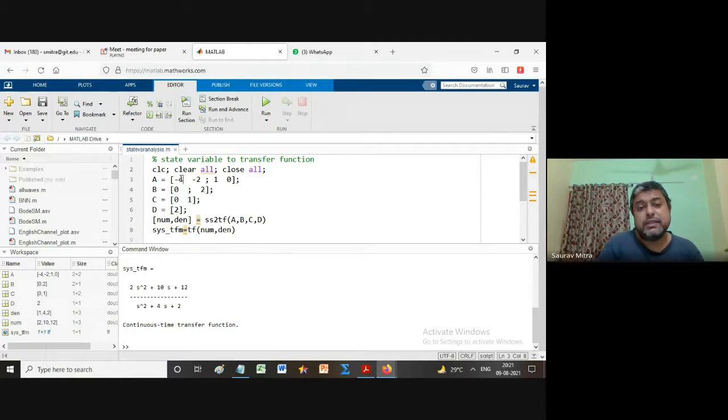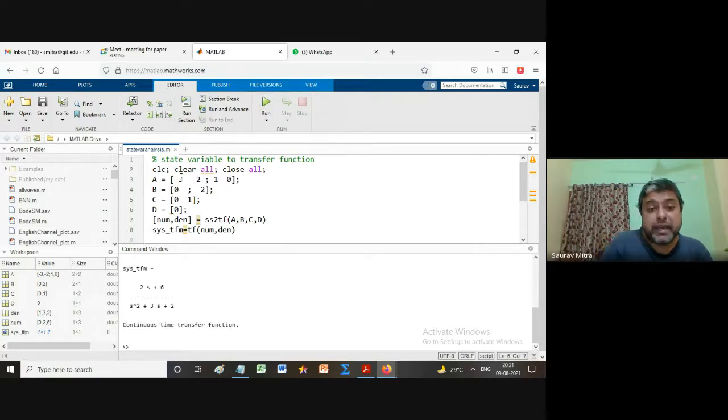Okay, now let us do one thing. Let us make this minus 3, and you will see that this minus 3 will reflect in the denominator. Still the system is a stable system. And make this D matrix equal to 0, and you will find that this is a strictly proper transfer function like this.